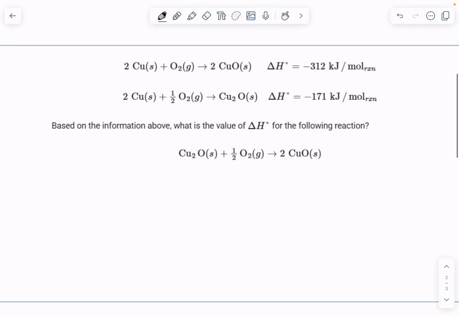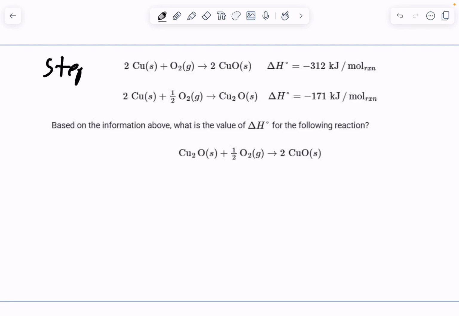So I've got two reactions here. And based on the information above, what is the delta H for the following reaction? So I might have to manipulate these two equations so that they fall on top of each other to make this overall. So we'll think of this as step 1, step 2, and this is the overall reaction. If I were to bring these two reactions on top of each other, it does not make the overall reaction. I'm going to have to change this reaction.